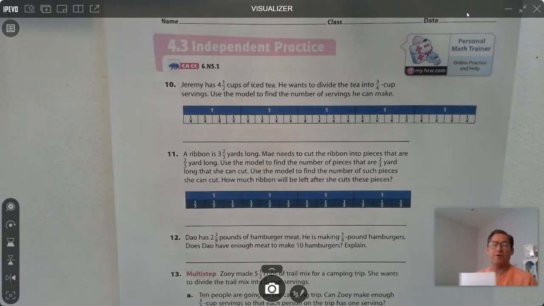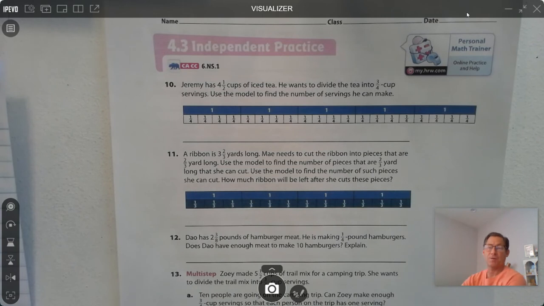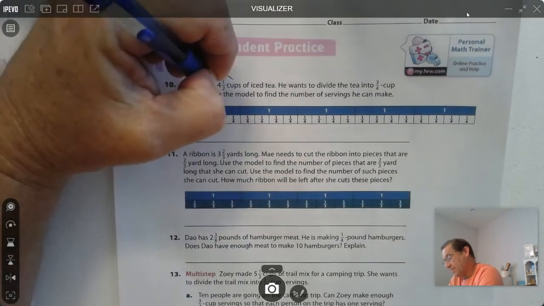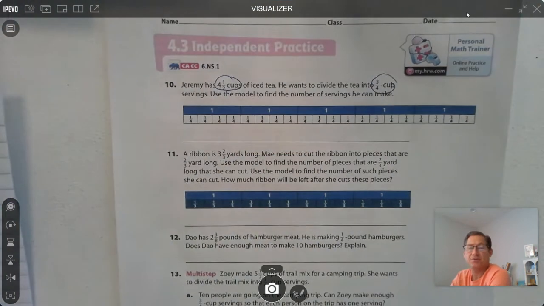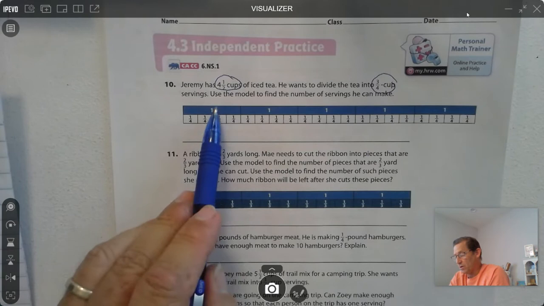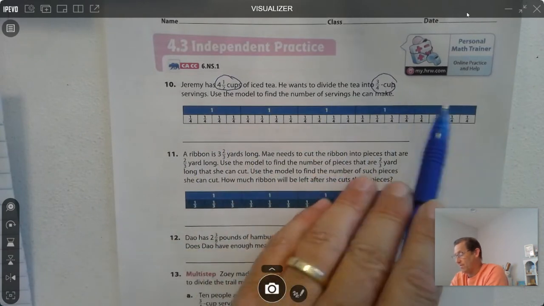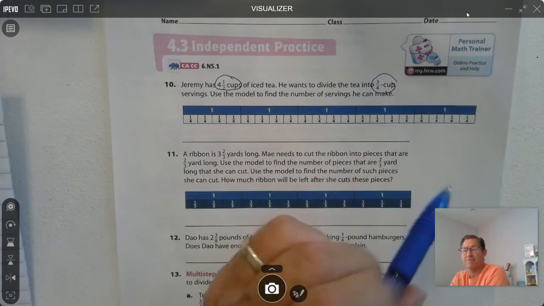So Jeremy has 4.5 cups of iced tea. He wants to divide the tea into 3/4 cup servings. Use the model to find the number of servings he can make. So 4.5 cups, and he's going to divide them into 3/4 cup servings. So we see 1 whole, 2, 3, 4, 5 wholes. But he doesn't have 5, right?